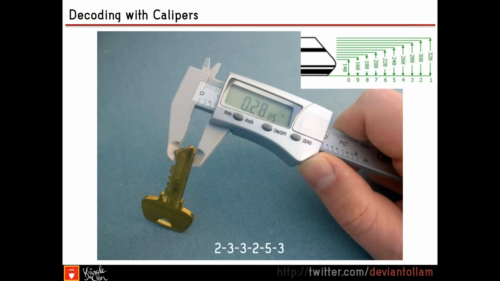And there you have it. There you have 233253. Those are cut depths that you could then take to a locksmith, or you could punch in to a code cutting key machine.